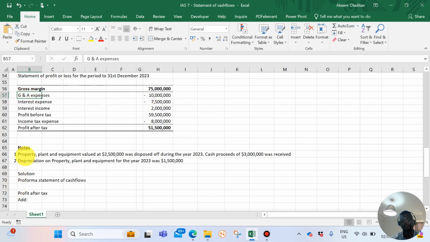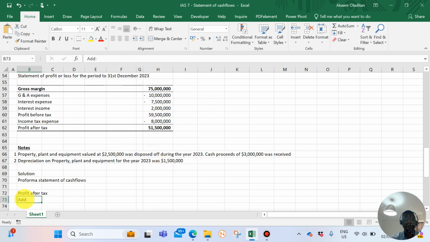If you look at the notes that we have here, we have property, plant and equipment, valued at $2,500,000, which was disposed of during the year 2023. Okay, that's not this. This one talks about depreciation. Depreciation on property, plant and equipment for the year ended 2023 was $1,500,000. So it means in this G&A, or general administration expenses, we have included depreciation. So we need to adjust back.